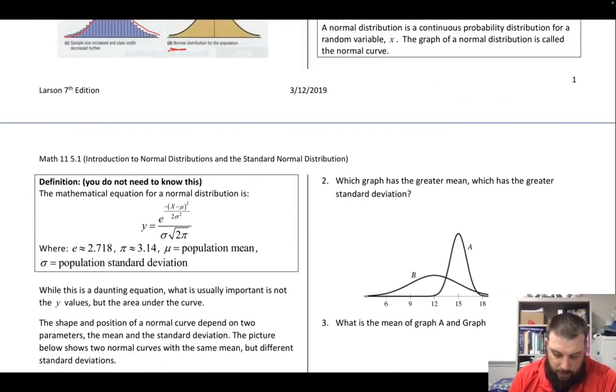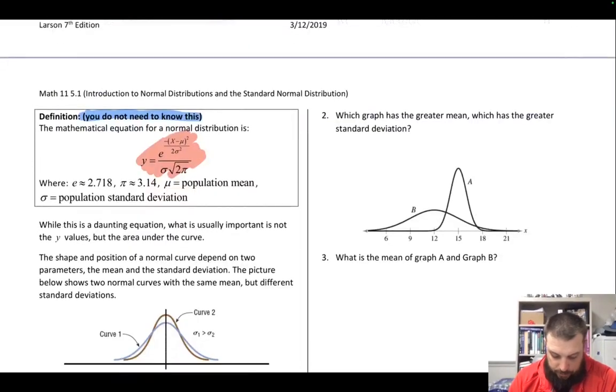Now we have a definition here. I'm going to highlight this in red because that's what you're probably seeing looking at it. The good news is I just want to show it to you; you actually don't need to know this. We're not going to use that formula to calculate it. We're going to apply and look for some other things in some other ways.